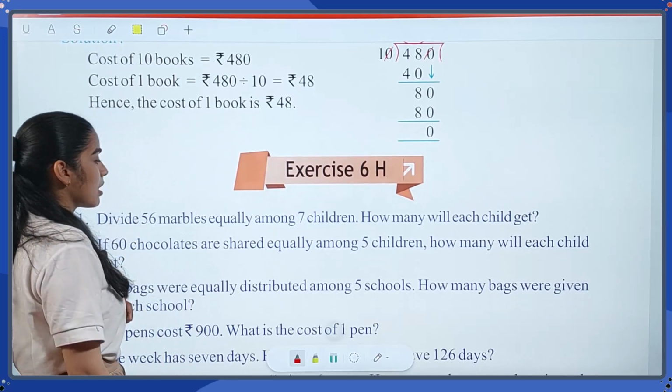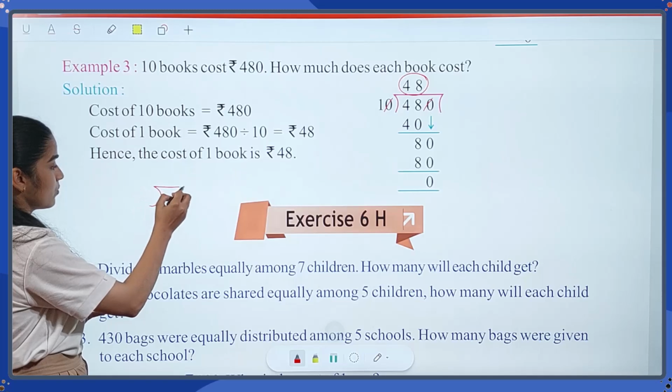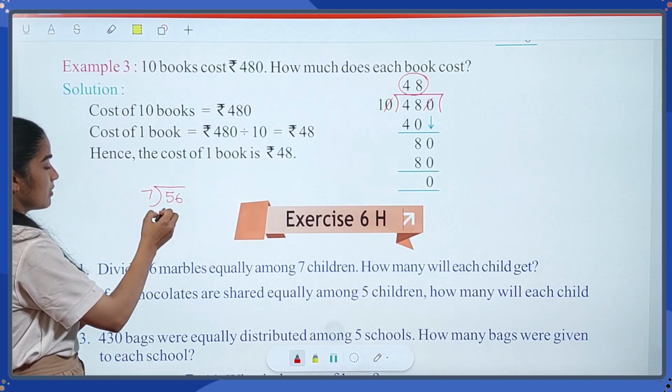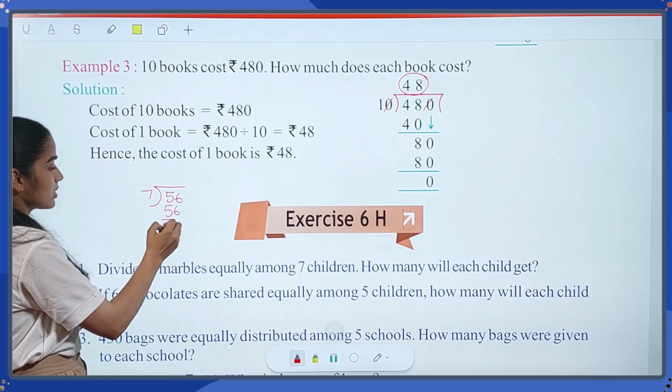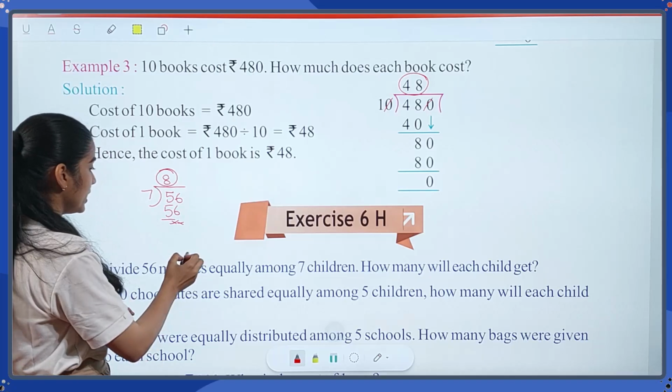Divide 56 marbles equally among 7 children. How many will each child get? So you have to check 56 divided by 7. So in 7 8s are 56. So you can cancel out. And how many marbles does each child get? 8 marbles.